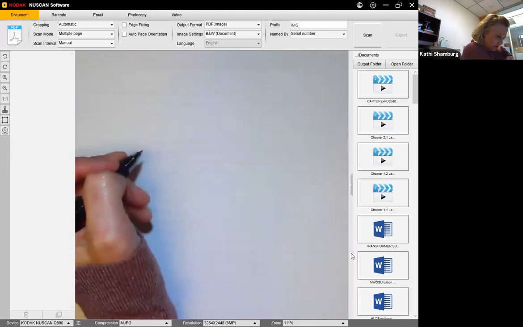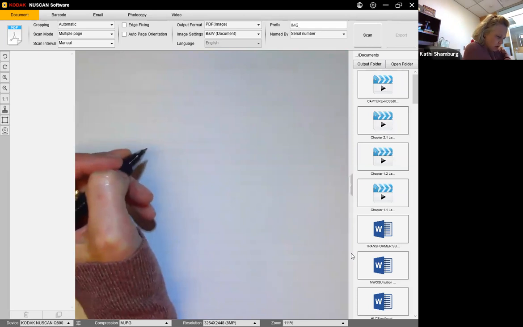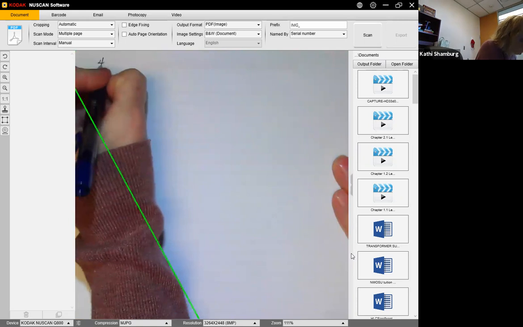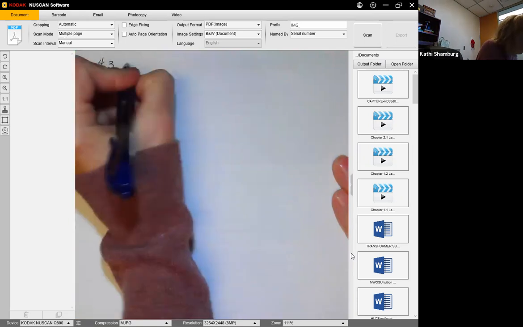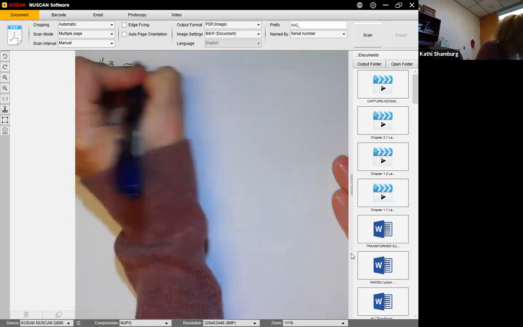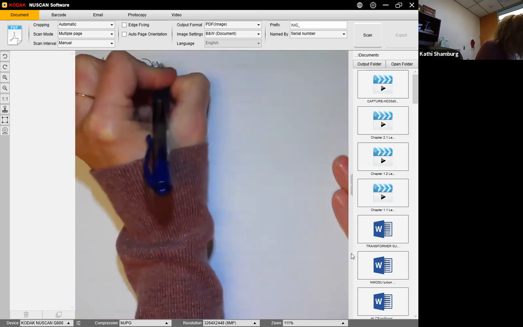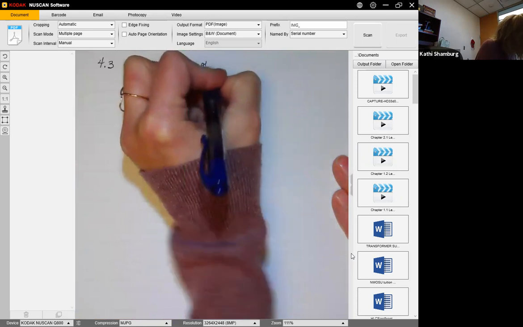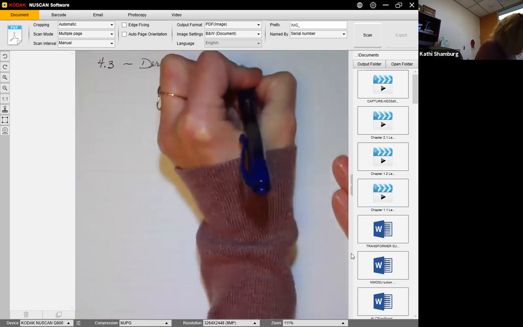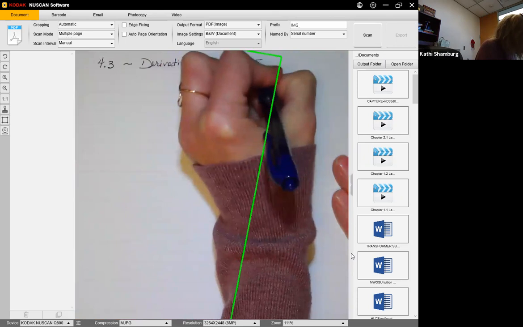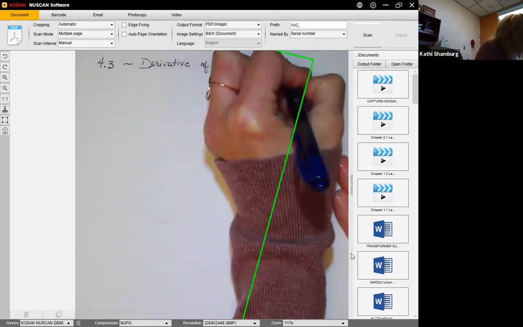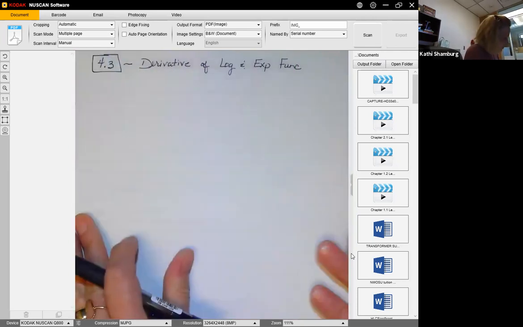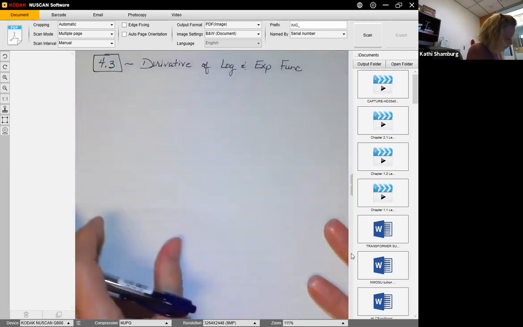All right. So we are in 4.3, which is the derivative of logarithmic and exponential functions.